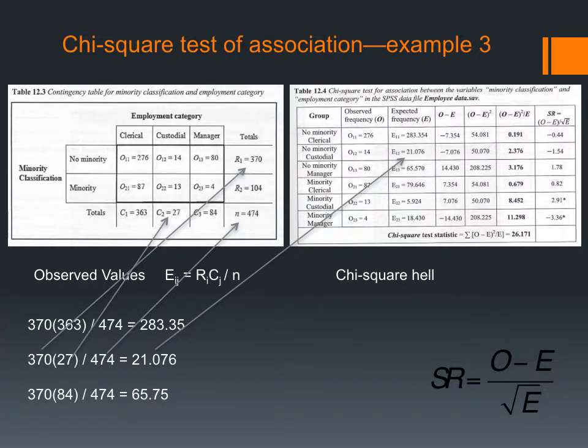Okay, so here's the expected frequency for the non-minority custodial group. Notice that we have an observed value of 14. Again, we take the corresponding row value times the corresponding column value, so 370 times 27. Multiply that, divide by 474, and we get 21.076. So notice, we can then take 14 minus 21.076. That's the observed minus expected value, and you get minus 7.076.